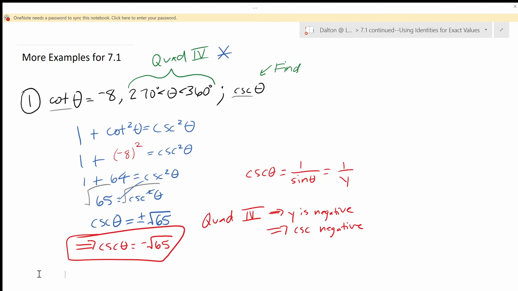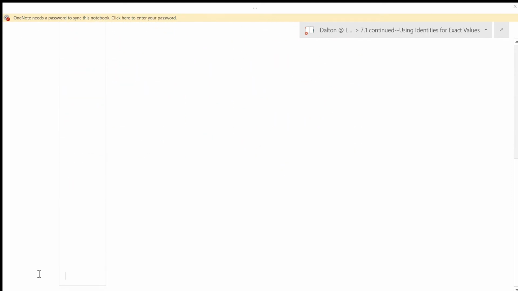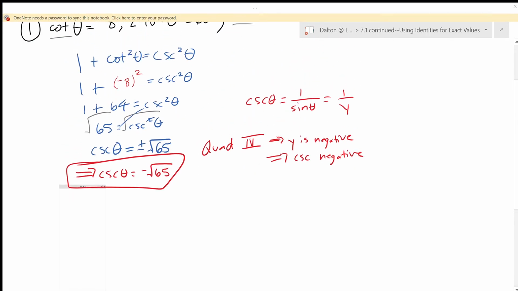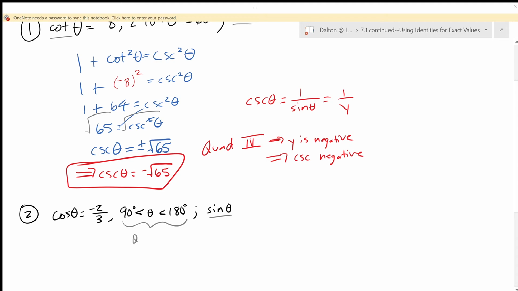Let's do another. Example 2. Given the cosine of theta is equal to -2/3, with 90 degrees is less than theta is less than 180 degrees, find the sine of theta. So again, the sine of theta is what we're solving for. Theta must be between 90 and 180 degrees, meaning that this would be in quadrant 2.